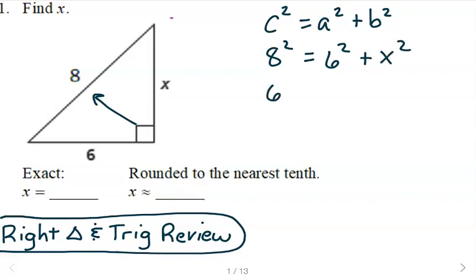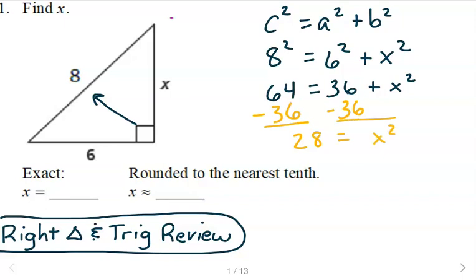Square each of those values, you get 64 equal to 36 plus x squared. Trying to solve for x squared, subtract 36 from each side. And so you get 28 equal to x squared. And then to get rid of squared, we'll square root. Only a positive answer makes sense here.